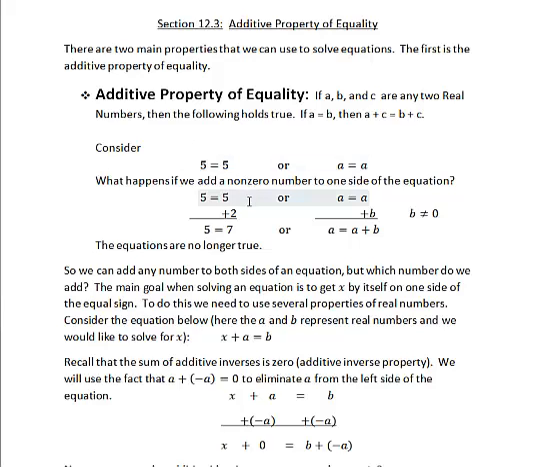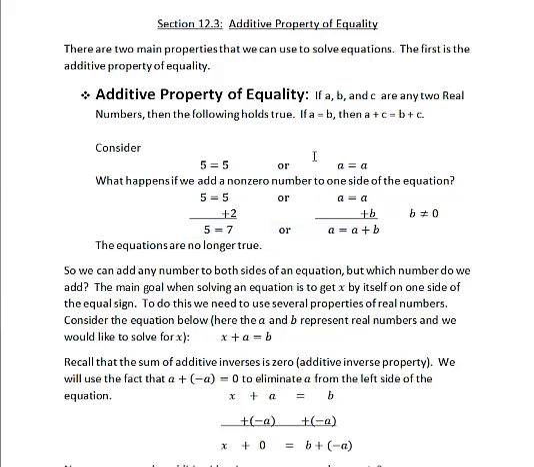And what happens if we add a number to just one of the sides? And we have that written out here. We've taken the equation, and below the right hand side we wrote a plus 2 and nothing below the left hand side. What happens? Well, we get an equation that's no longer true. We have 5 equals 7.